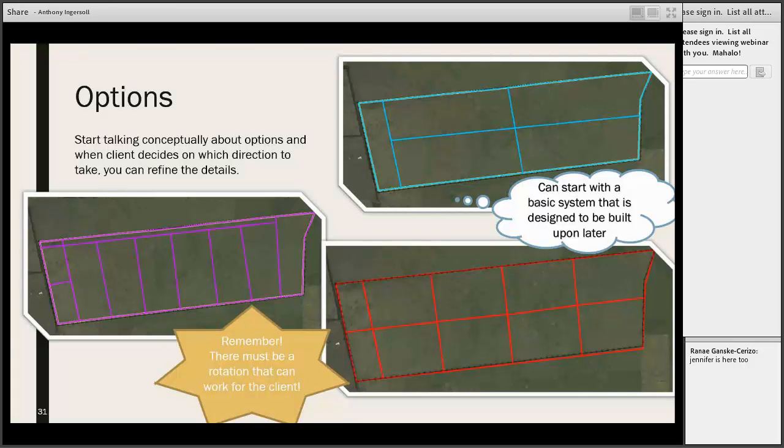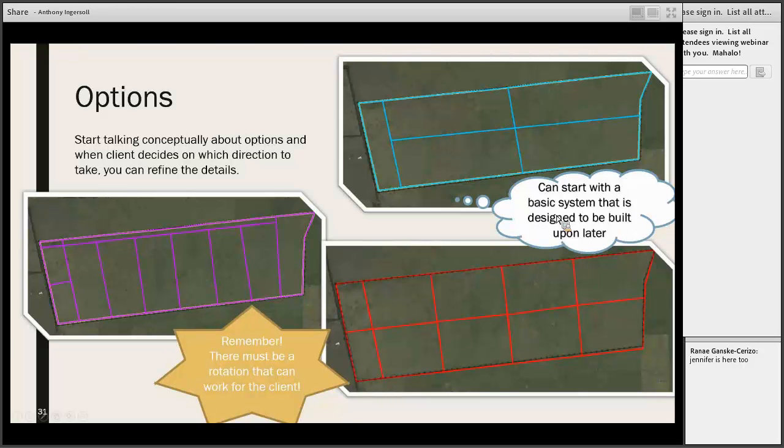The blue option, we can start with a basic system that's designed to be built on later. You can always expand or add on to a system like that. It's a 4-paddock rotation. We'd be able to get the minimum recovery period, and it might be where the client's comfortable starting. So there's all different things to consider. Ultimately, again, we're providing options. It's up to the client to consider his animal husbandry needs and concerns, his availability, his ability to manage, and what he would like to do.